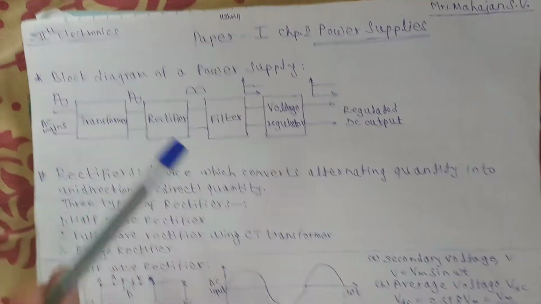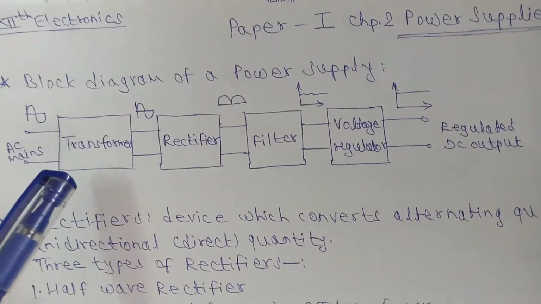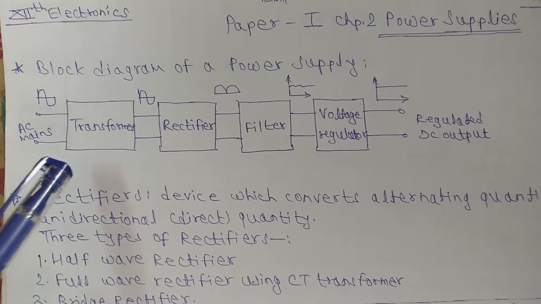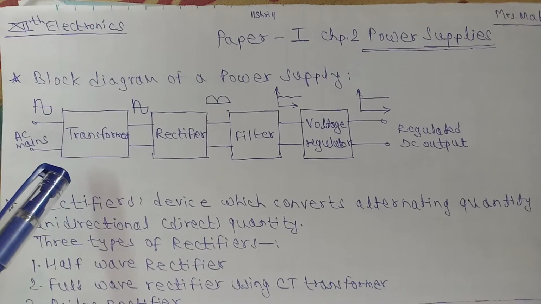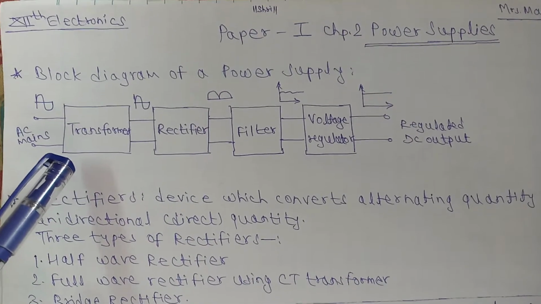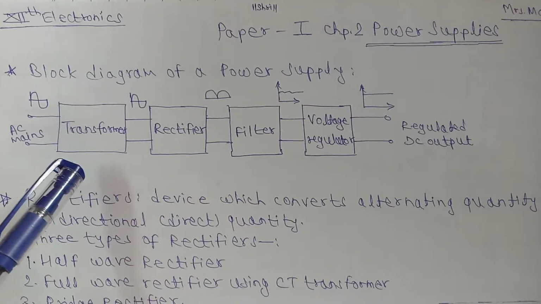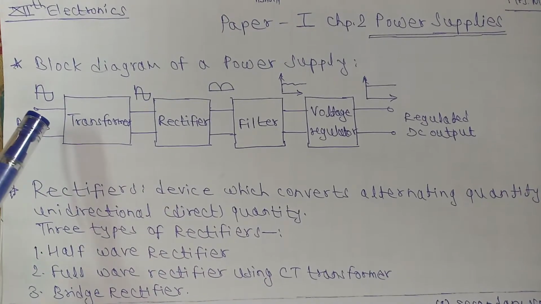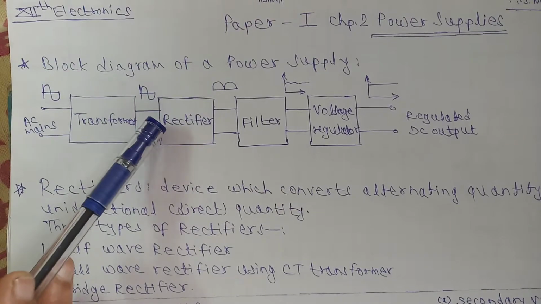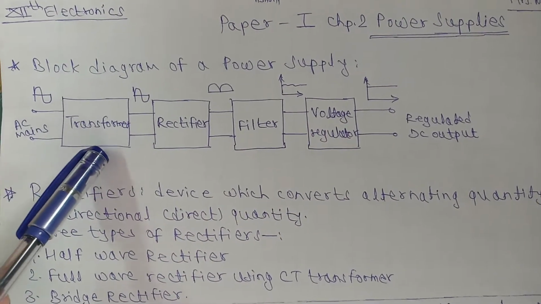See, in this block diagram of the power supply, 4 blocks are there. The first block is the transformer. Students, you have studied the transformer in 11th electronics. You know that it works on the principle of mutual inductance. That means it has two windings, primary winding and secondary winding, separated by the core. The transformer converts high or low voltage AC to low or high voltage AC. Normally we use the step down transformer.